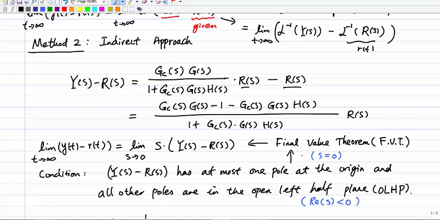If this holds, we don't need to do the inverse, we can just compute the limit as s goes to 0 of s times Y(s) minus R(s), again, don't forget about this s. Now we're done.